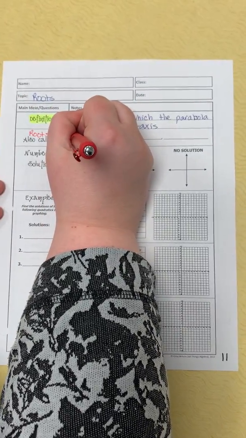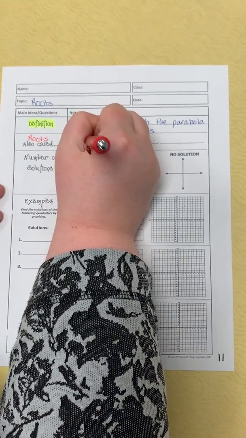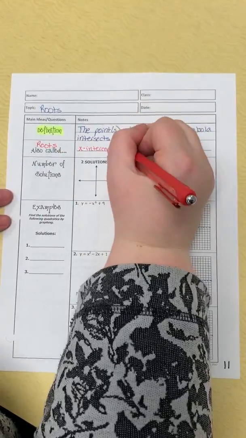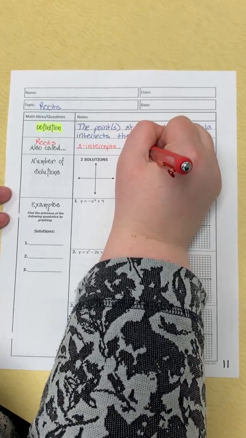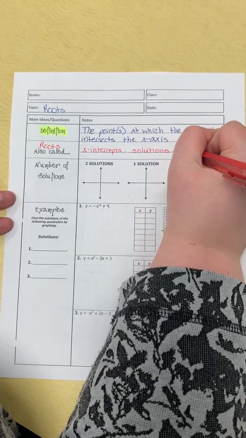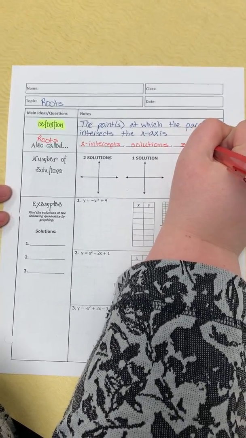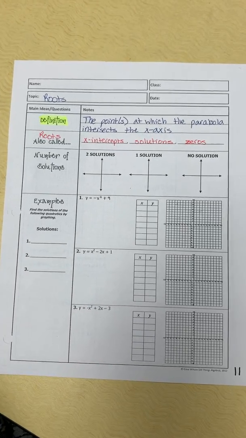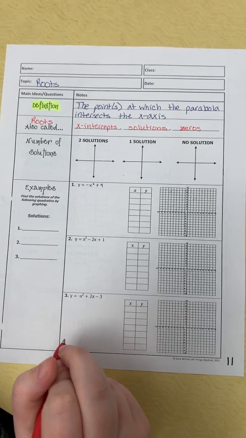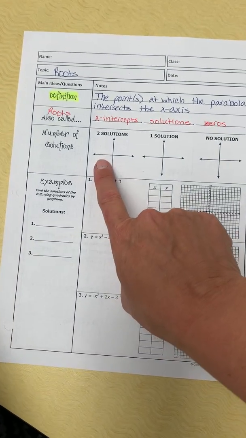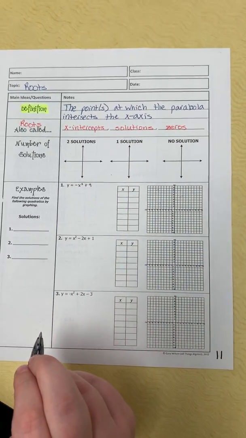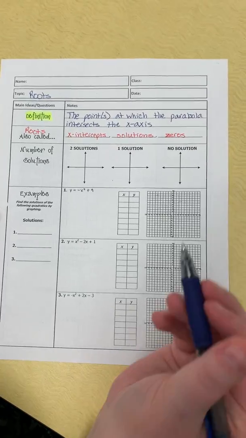Okay, roots have multiple names; they are otherwise called x-intercepts. Think about what that means. Every time we have an x-intercept, we let y be 0. Another word is solutions, because if we find the solutions to that equation, they would be the x-intercepts. Another word is zeros, because y is 0. Anytime the parabola touches, crosses, or does not cross the x-axis is when we would have roots.